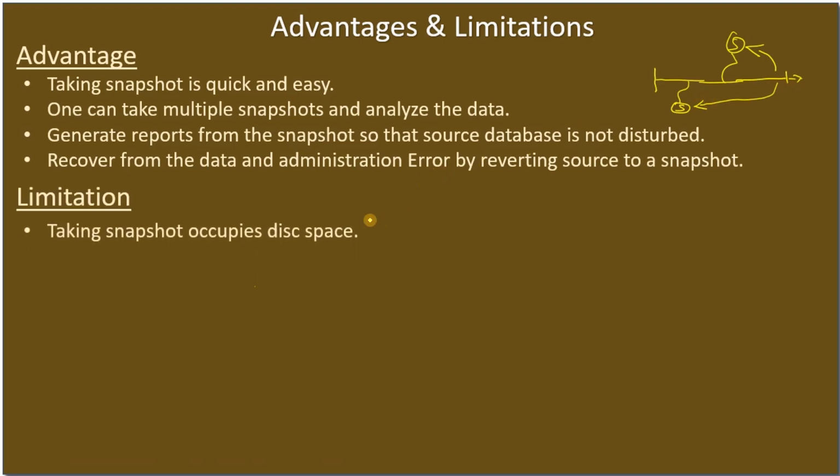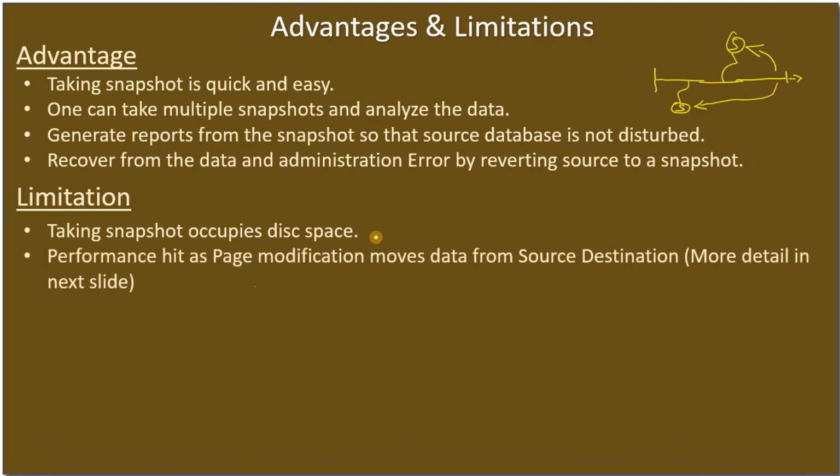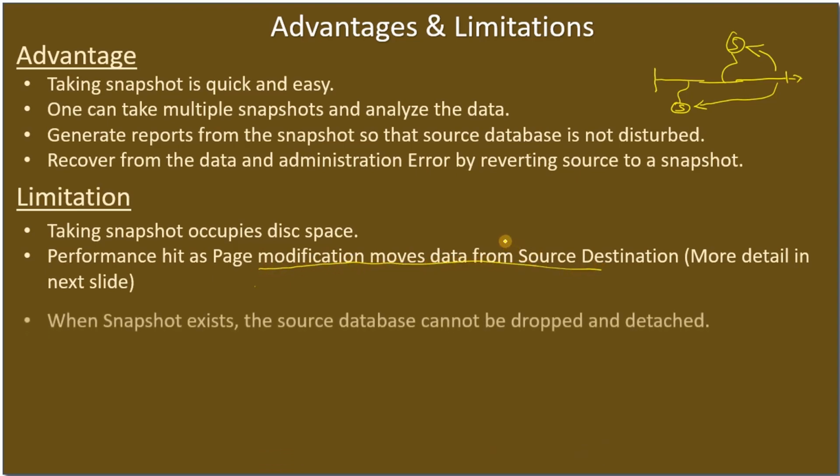Limitation is taking snapshot occupies disk space. Performance hit has page modification moves data from source to destination. So we will see that in more detail in the next page. You will get a clear picture of why it's a performance hit and what is meant by page modification moves data from source to destination.